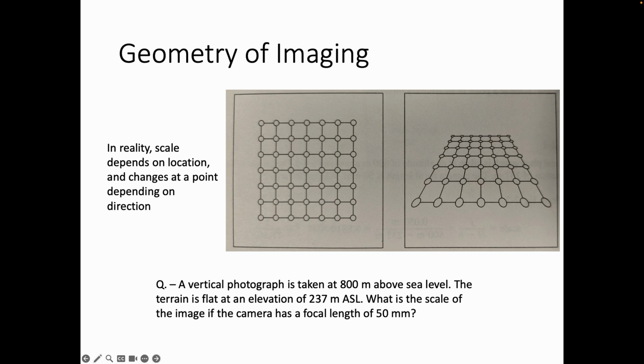And so we take 50 millimeters, which is 0.05 meters, divide that by 563 meters, and we get a number which we'll round into a ratio, and that ratio is going to be 1 to 11,260.